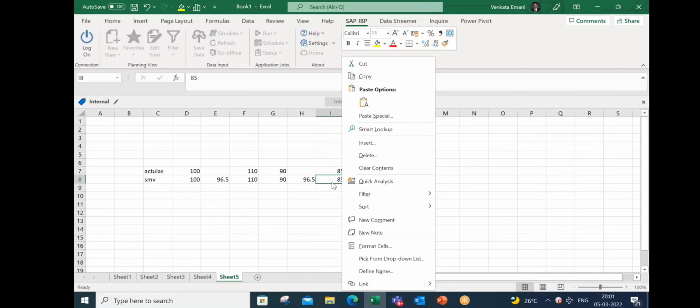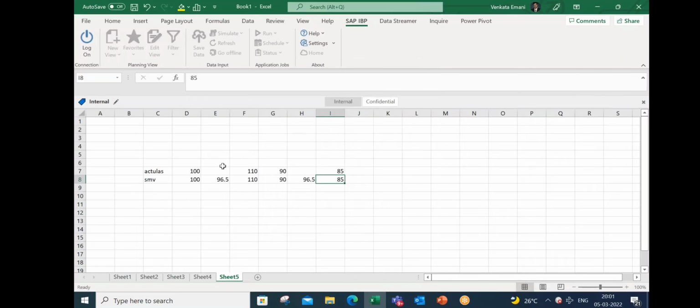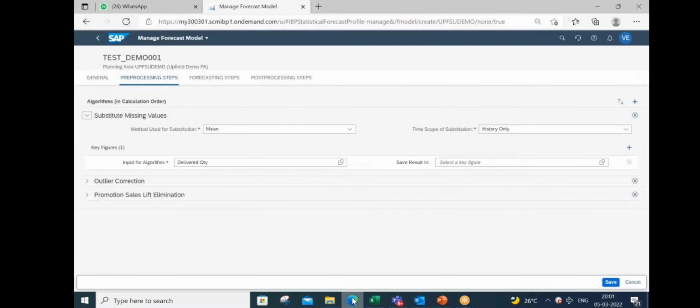It will replace your missing value with the mean. The other option is a given value, where you can give some value like 900, and then all blanks will get replaced with 900, the constant value you have given. Otherwise, you can tell the system to calculate the median instead of the mean. Suppose the median is 85, then the missing values will be replaced with 85. So mean, median, and given value: three options you have.